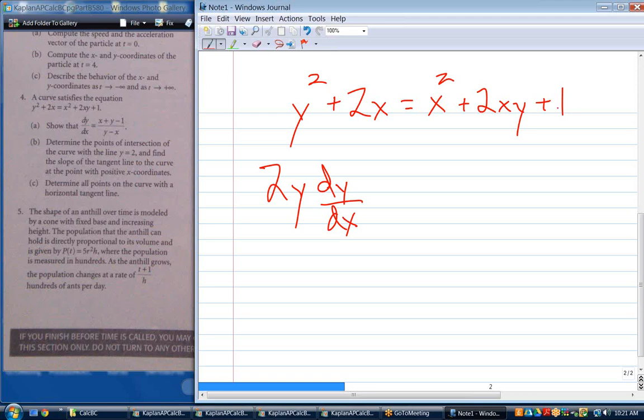Okay, so let's go through this thing term by term and differentiate it. The next one would just be plus 2, and then equals. And we're doing dy/dx. So this would be 2x. And then the next one would be 2y dy/dx. Is that right? Hold on a moment.